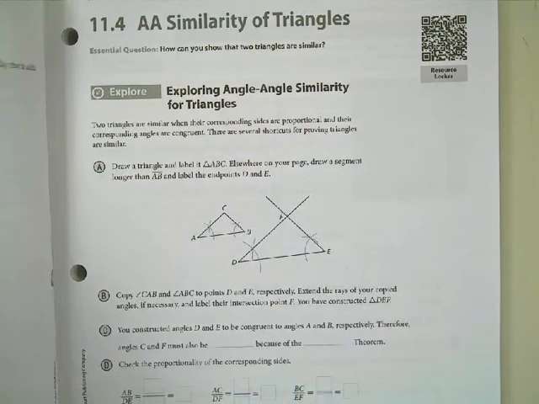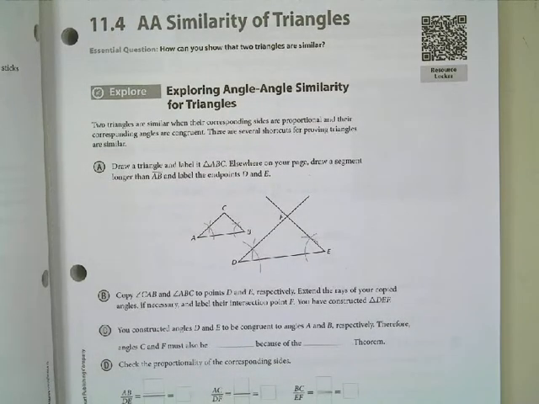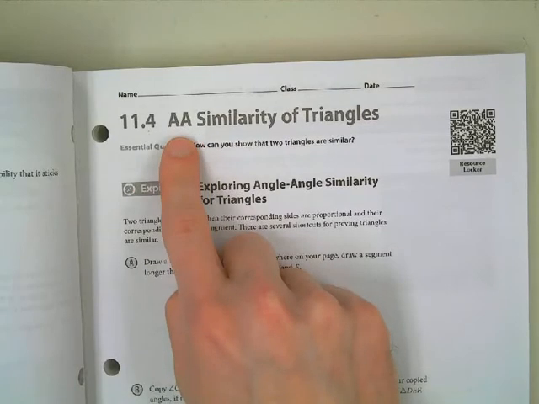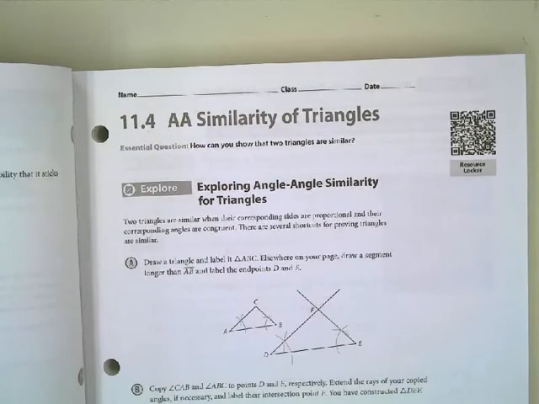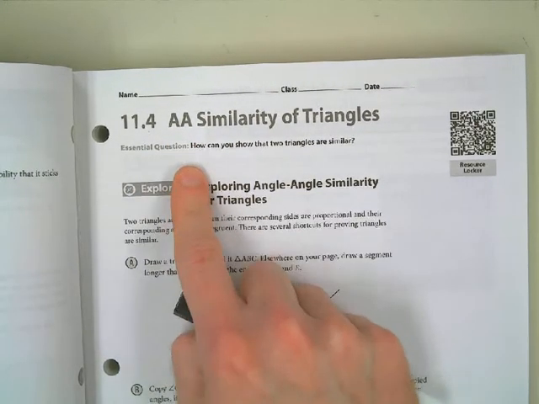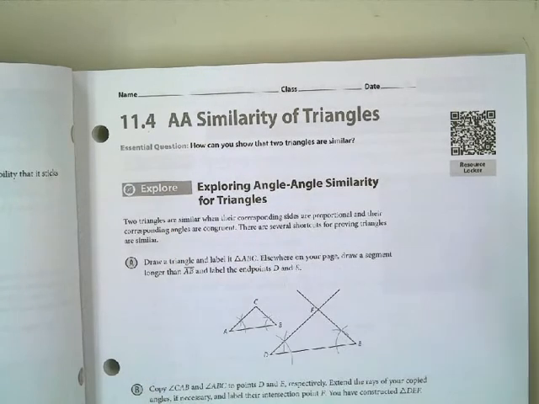These are the pieces of information, or the few pieces of information, that we need to know in order to show that two triangles are similar. The first one we're going to talk about, one of the big ones here, is angle-angle similarity of triangles. Our central question is: how can you show that two triangles are in fact similar?